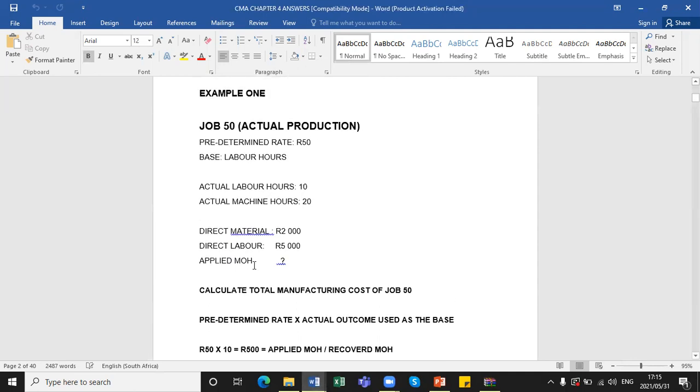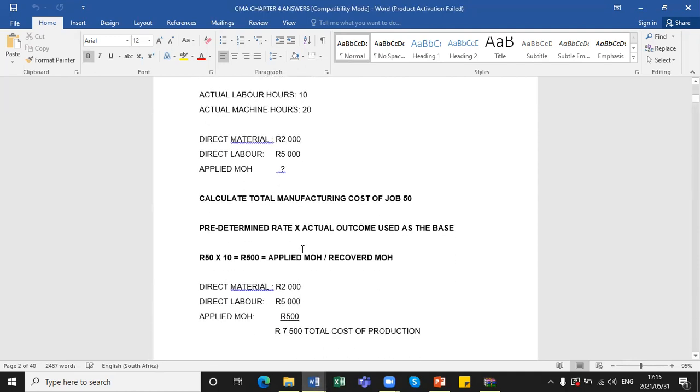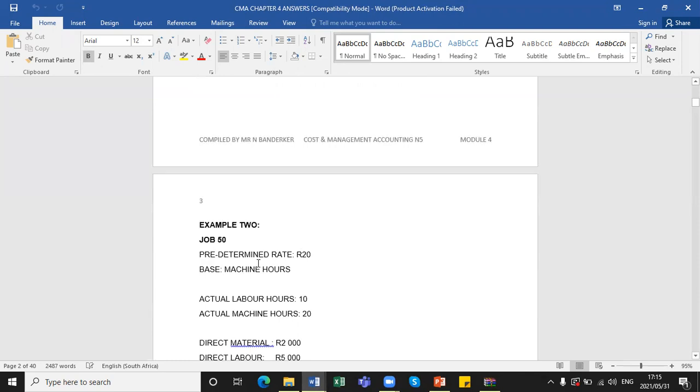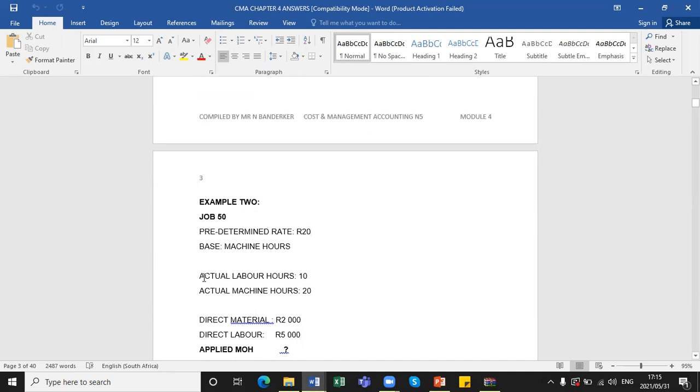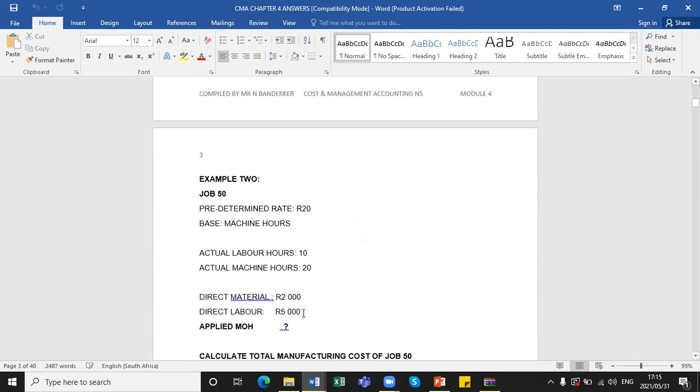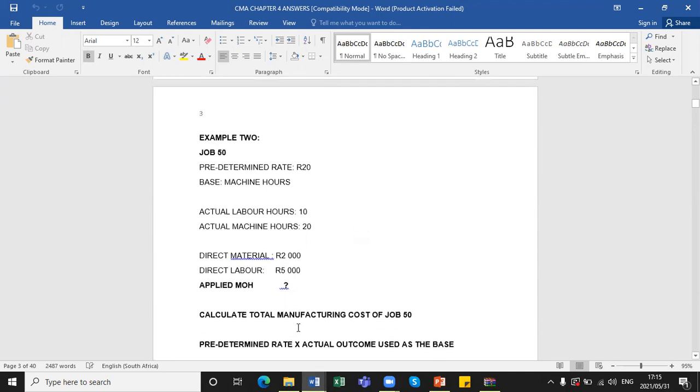Now, let's go to our second part of the example. Still on job 50, predetermined rate is now 20 Rand, and machine hours was used as the base. So we used actual labor hours of 10, and we used actual machine hours of 20. Our direct material cost was 2,000. Our direct labor cost was 5,000, but we don't have applied overheads.